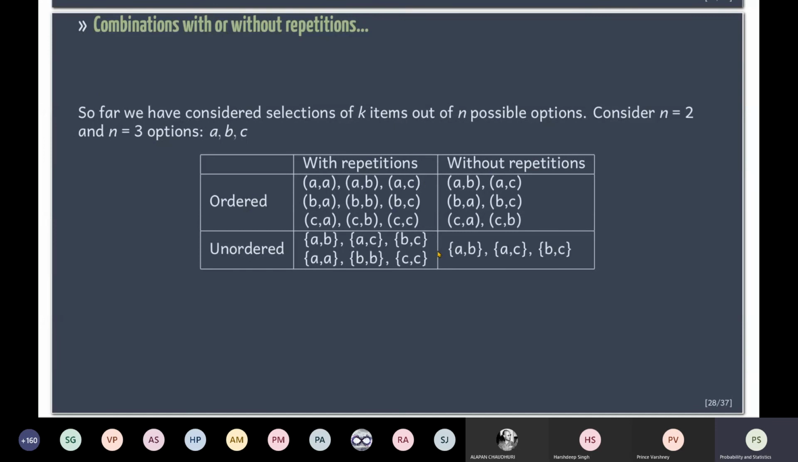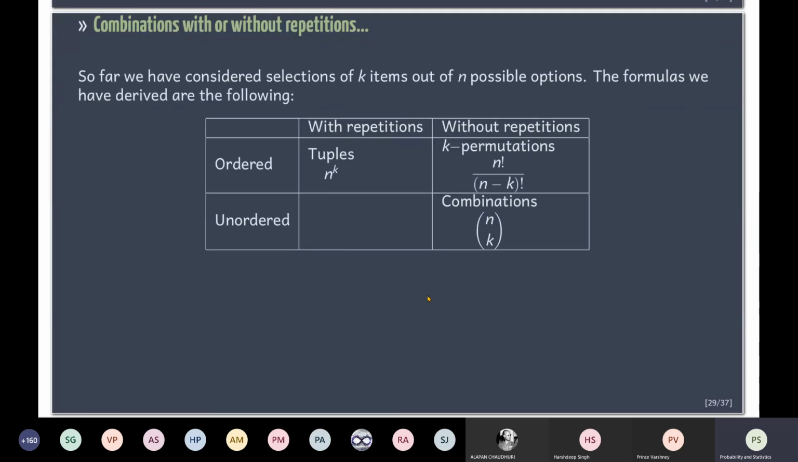And then if we do unordering with repetitions, that's a special case we have not seen yet. Unordering with repetitions, then we have this, right? So let us recap the formulas. So far what we know is this. Ordering with repetitions is n to the k. Ordering without repetitions is nothing but k permutations, and this is this. And then unordering without repetition is this. This is the part that is left to fill, okay?